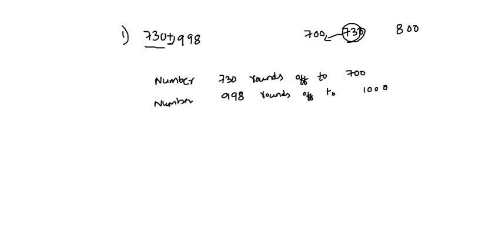Now we have to add. The estimated sum is equal to, so which operator are we using here? Plus. This is a plus operator between 730 and 998. Now we need to add. So the estimated sum is equal to 700 plus 1000. Now you get 1700. So I hope you understand this.